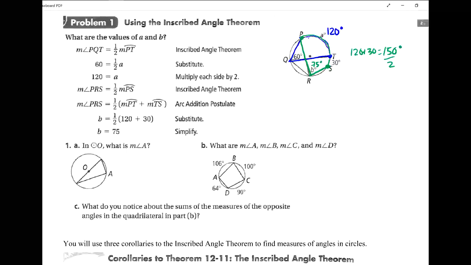And there are other things here we could find. We could find the measure of angle QRS if we wanted to. We don't have enough information for that, actually. Never mind.